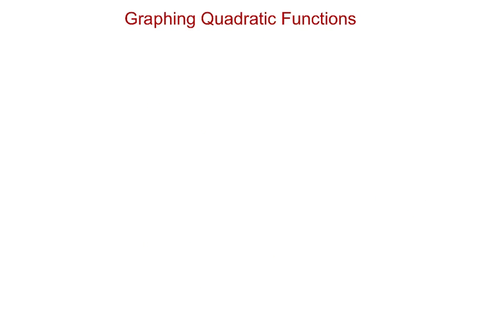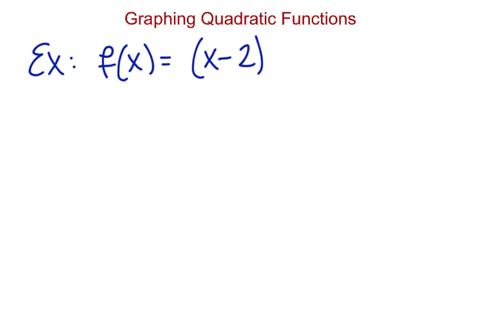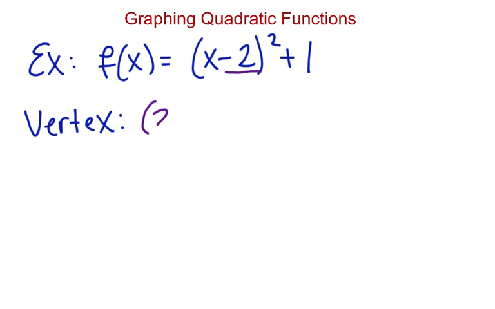Let's try an example here. So let's look at f of x equals (x minus 2) quantity squared plus 1. And let's talk about those 4 things we just mentioned. So let's start by talking about the vertex. And for the vertex, I am going to switch the sign of h. So instead of negative 2, I need positive 2. And keep the value of k. So automatically my ordered pair for the vertex is (2, 1).